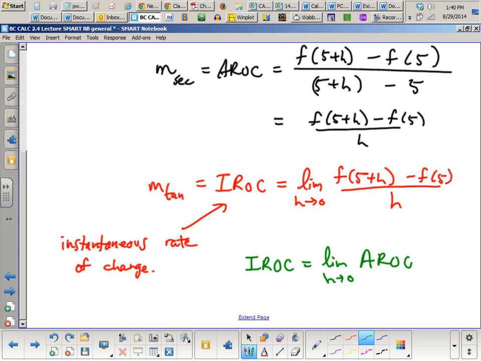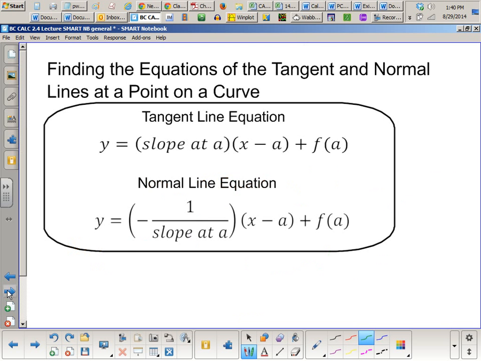Let's go on to the next page real quick. We're getting a little low on time, but these are two formulas you're going to need all year long. I cannot stress to you enough how important these guys are. Write them down.